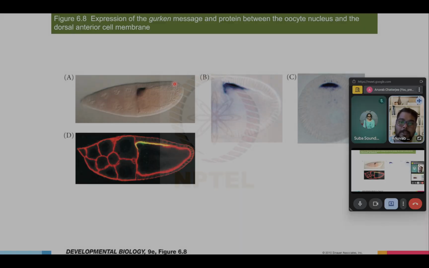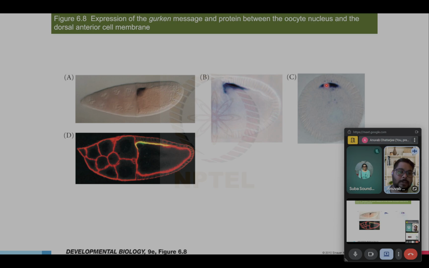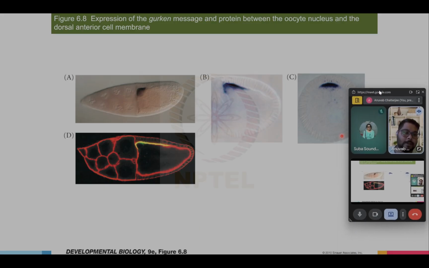Here you can see when you do an mRNA hybridization for gurken, it is localized to the dorsal anterior, as we saw. Here you can see it in a cross section, and yes, particularly in the dorsal. And here is an antibody staining for the same, which says the same thing.